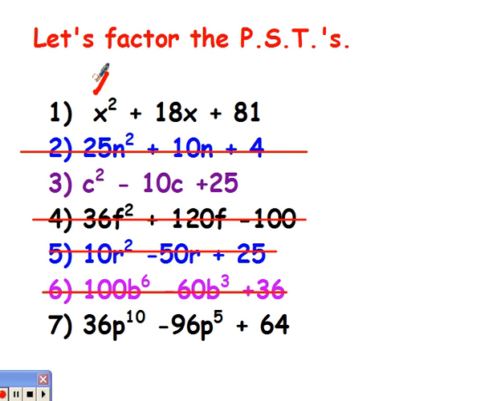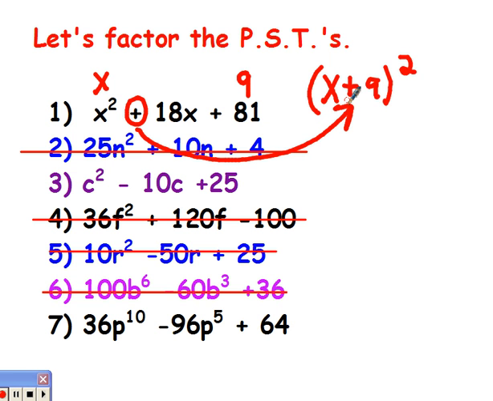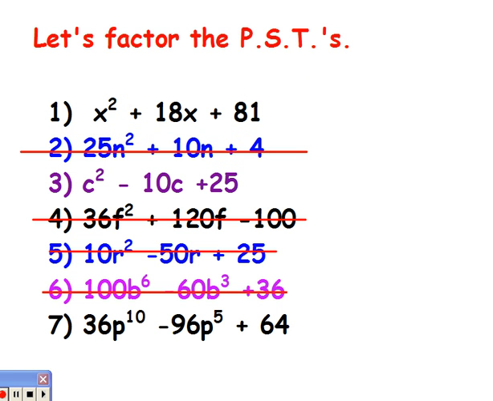So let's see, here we're squaring x, here we're squaring 9. We already verified this is a perfect square trinomial. I see a plus sign here, so I just get my binomial squared with this operation right here. If you work this out, you will get this. We know it's correct. Number 3, let's see, here we're squaring c, here we're squaring 5. We have a minus sign here, so it's just c minus 5 squared.